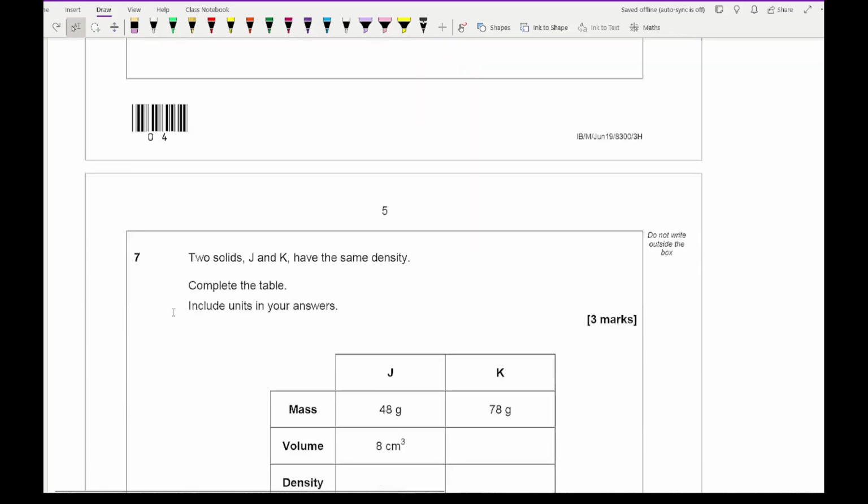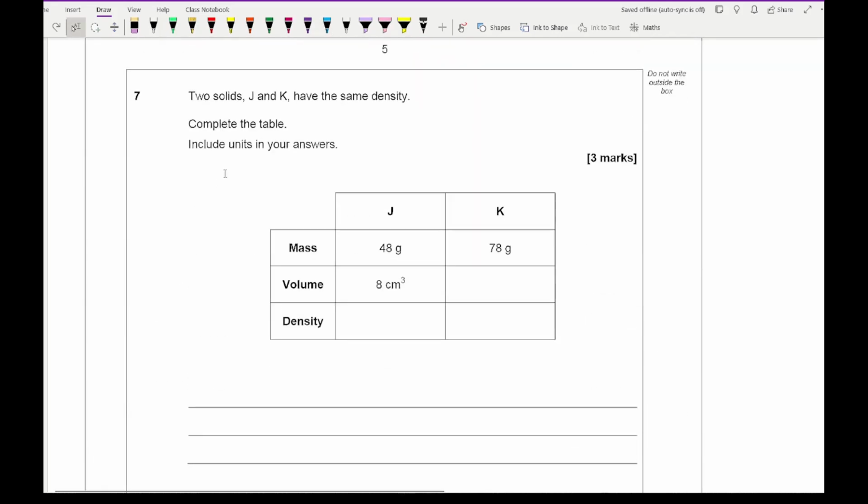Moving on to question 7, it says that two solids J and K have the same density. Complete the table, include units in your answers. So again, we need to make sure that we include the units for this. Now in terms of the formula for density, density is equal to mass over volume. If you want to go into the whole triangle mode, depending on if your teacher has shown you this, this is the formula that we generally need to use.